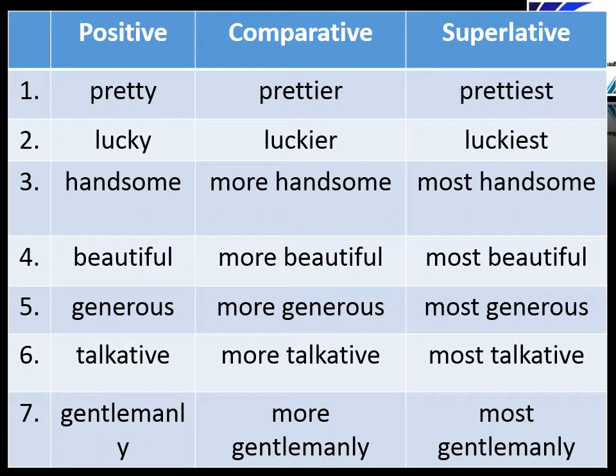In this table, we have examples of two-syllable adjectives taking er and est. When you are confused with which one to use, it is safer to use more and most as with longer adjectives. Note that irregular adjectives do not follow this rule. Let's see the table in the next slide.